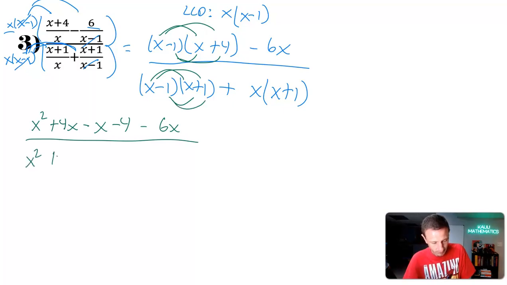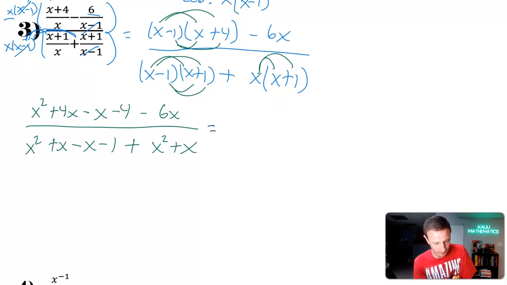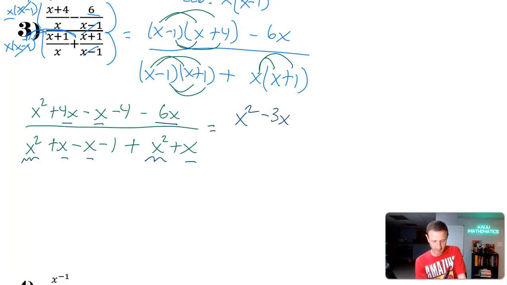So x squared plus x minus 1, plus x times x is x squared plus x. So x times x and x times 1. Let's keep simplifying. I do have some like terms here and here and here. So I have quite a bit of like terms. Okay, so on top I get x squared, 4x minus 1x is 3x, 3 minus 6 is negative 3x minus 4.